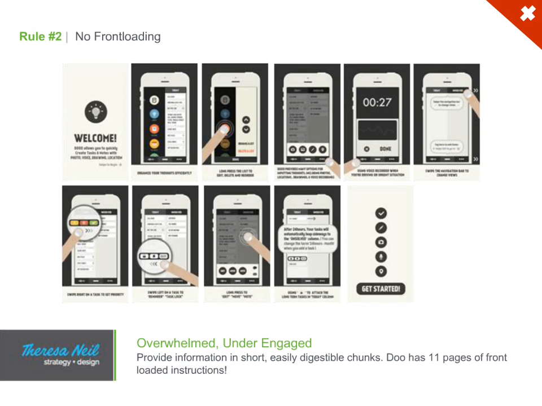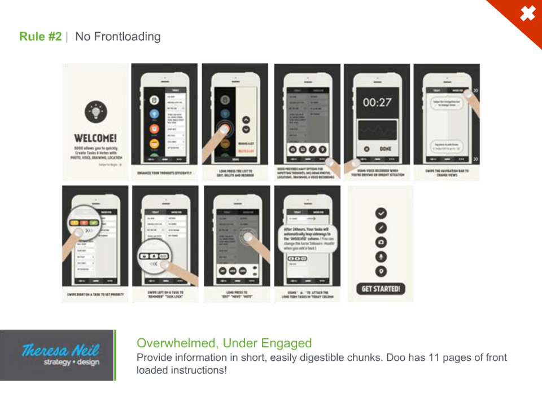Rule number 2, no front loading. This one goes hand in hand with keep the amount of text down. And this is an example from an app called Do, D-O-O, I believe. So it has 11 pages of instructions before you get into the application. So when you front load your tutorial, it overwhelms users and under-engages them. So we want to provide information in short, easily digestible chunks.